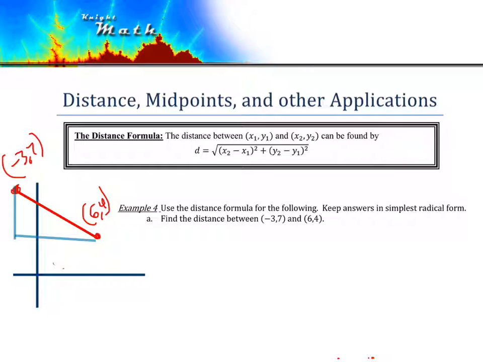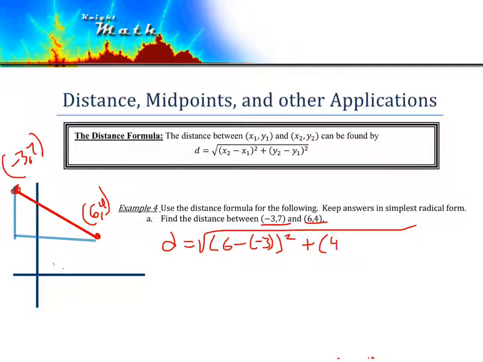But what we want to do is use the distance formula. So let's try that out. We've got the square root. Plug in the numbers. So let's call this x1, y1 here, and call this x2, y2. So we've got 6 as our second x value, and negative 3 as our first x value. We're going to square that. Then we have the second y value, which is 4, and we're going to subtract the first y value, which is 7. Okay? And now it's just a bunch of arithmetic.